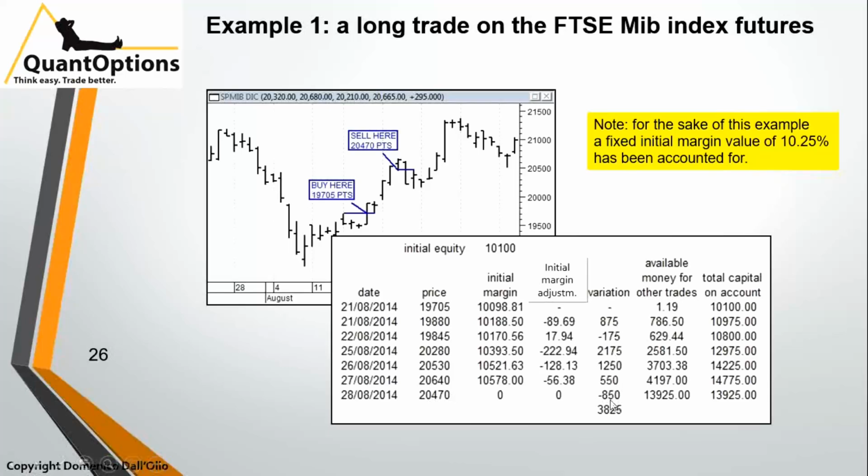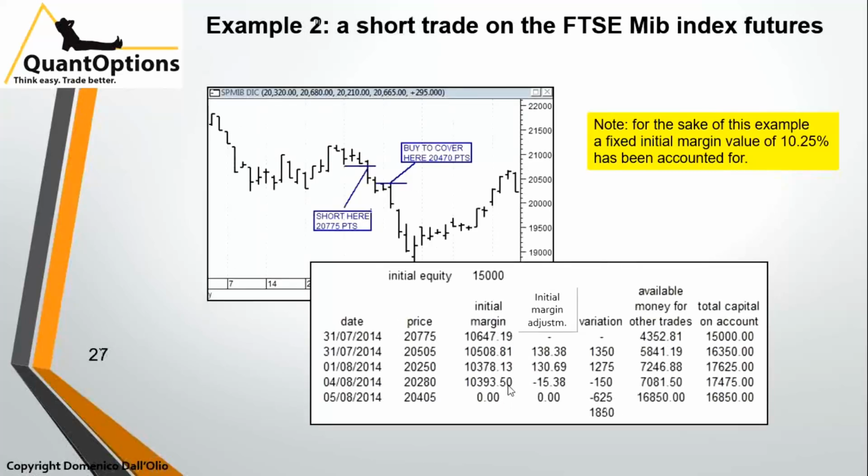The net result of the trade is the algebraic sum of all the daily variation margins, 3,825 euros of profit. On what money? Not the initial margin, 10,098.81, but the maximum need of money at the moment of the maximum price of the underlying, 20,640, 10,578 euros deposited as initial margin. So 3,825 on 10,578 is the net result of the trade.